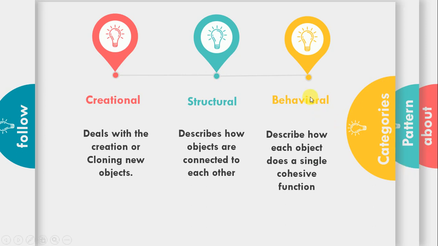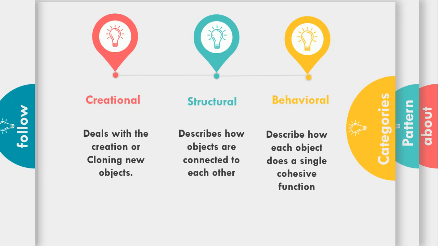The next category of patterns is behavioral patterns. They describe how each object does a single cohesive function. For example, a crew team in a plane. Each crew member has their own responsibility, but each crew member's responsibility is dependent on another member of the crew team. So by putting all the work and functionality of the crew team together, they do a certain job. So the dependability of the responsibilities in the classes is defined in one cohesive function.